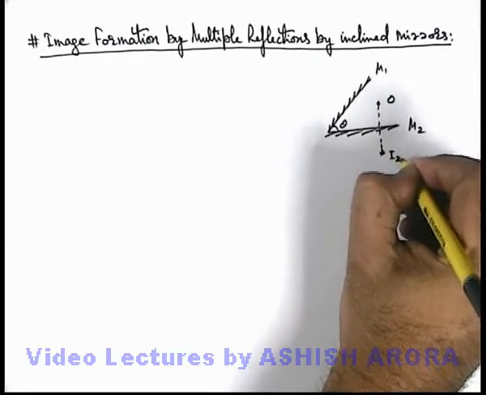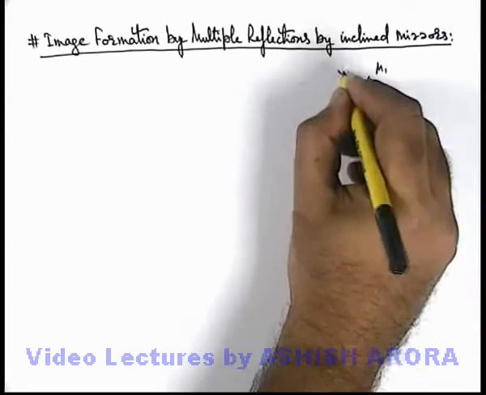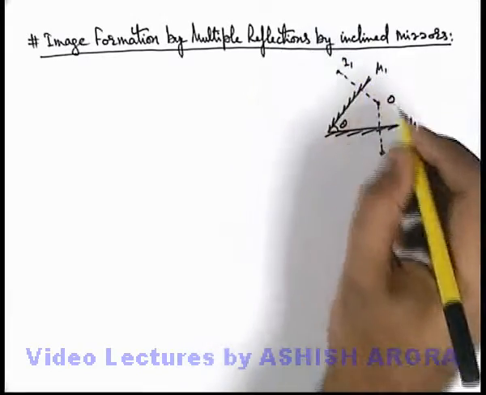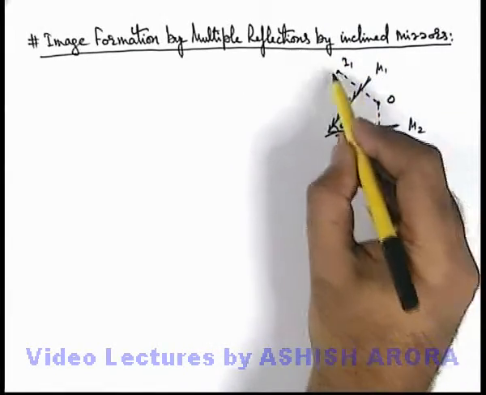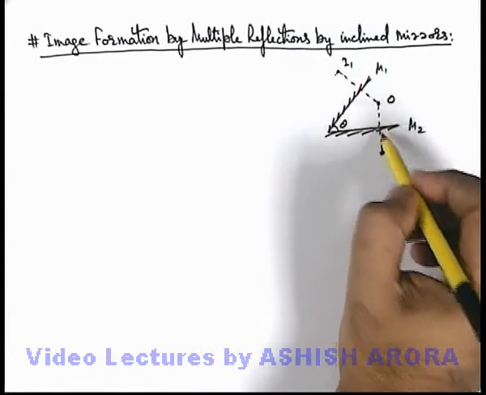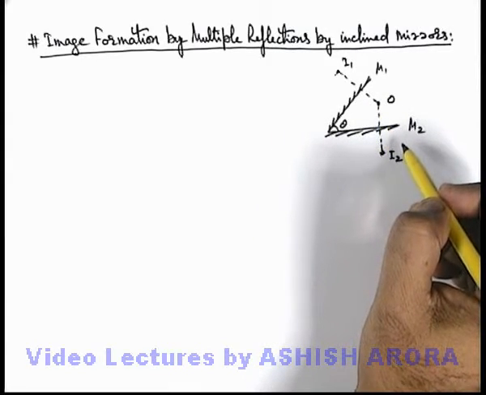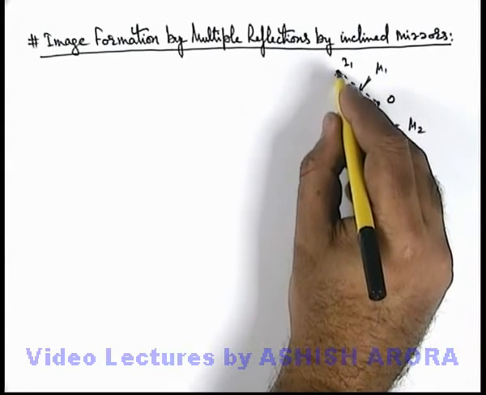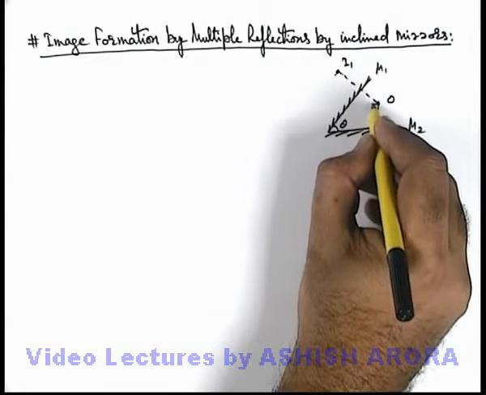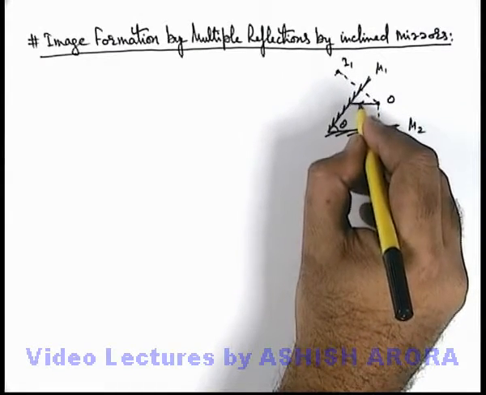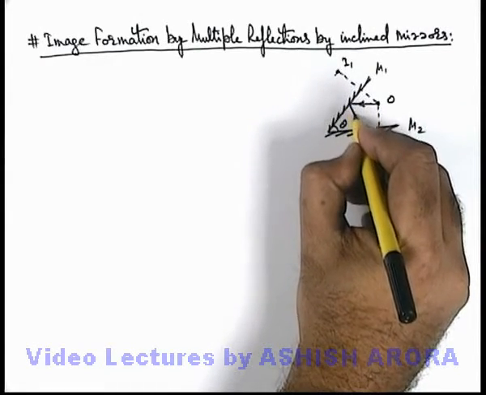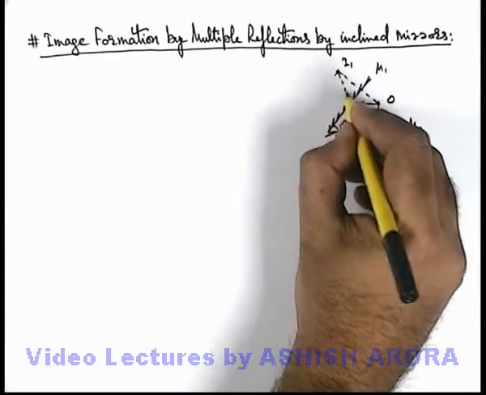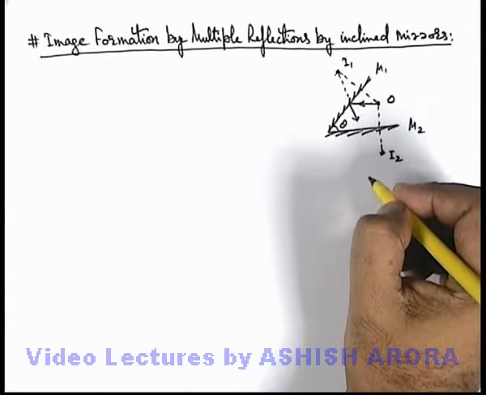One will be I2 and the other will be I1, which are located at the same distance behind the mirrors at which the object is placed in front of the mirrors. But here, this image is obtained because when a light ray is incident onto mirror M1, it is reflected in such a way that it appears to be coming from the image I1.